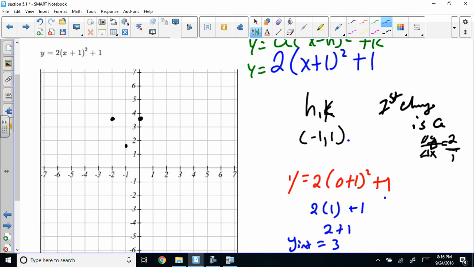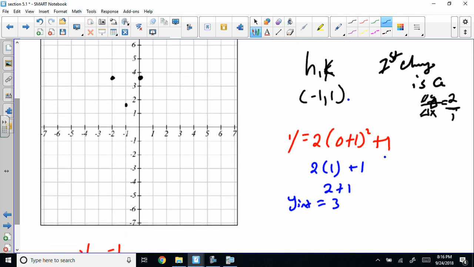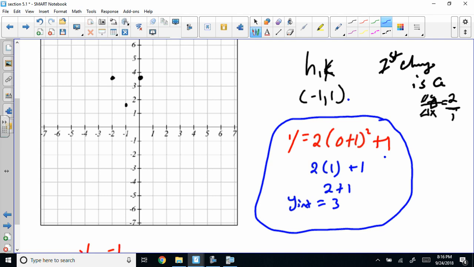All right. Any questions? So you can always do that. That's always a go-to right here. How are you going to place dots and graph something if you don't place dots?